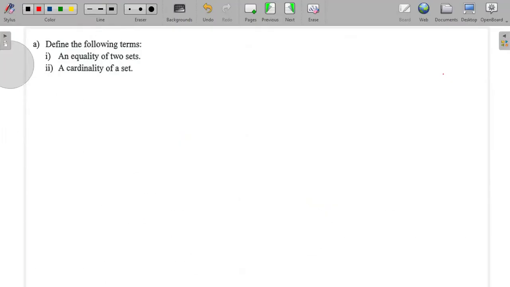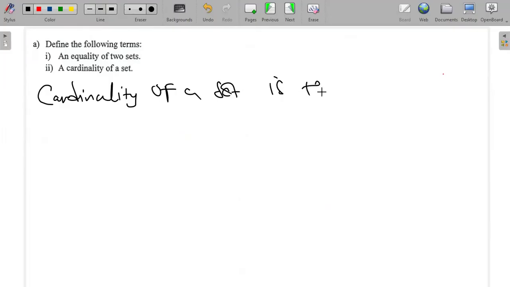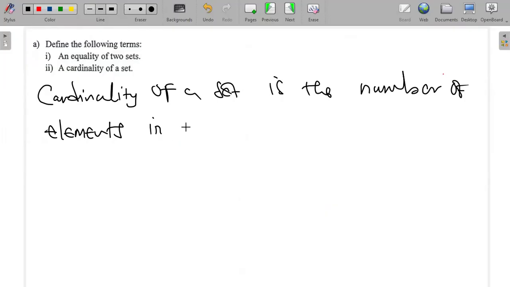And then the other one, they are saying define the cardinality of a set. The cardinality of a set is the number of elements in a given set. That's the cardinality of a set. It's just the number of elements in a given set. So we are done with these definitions.